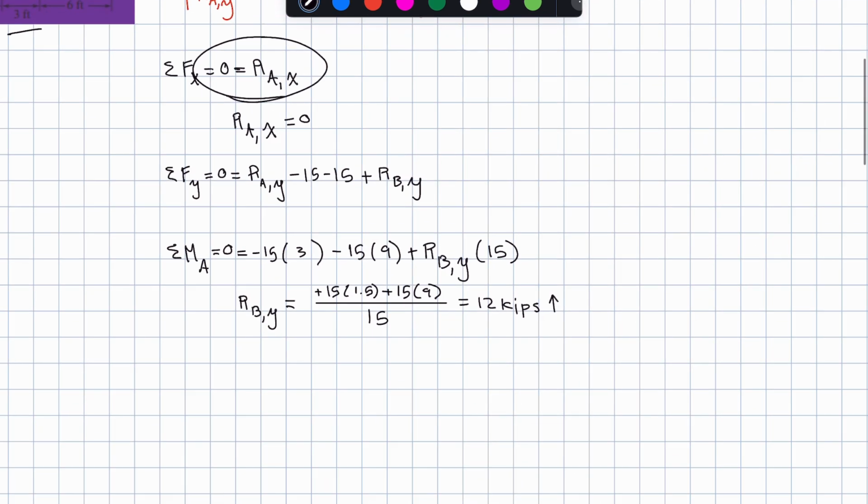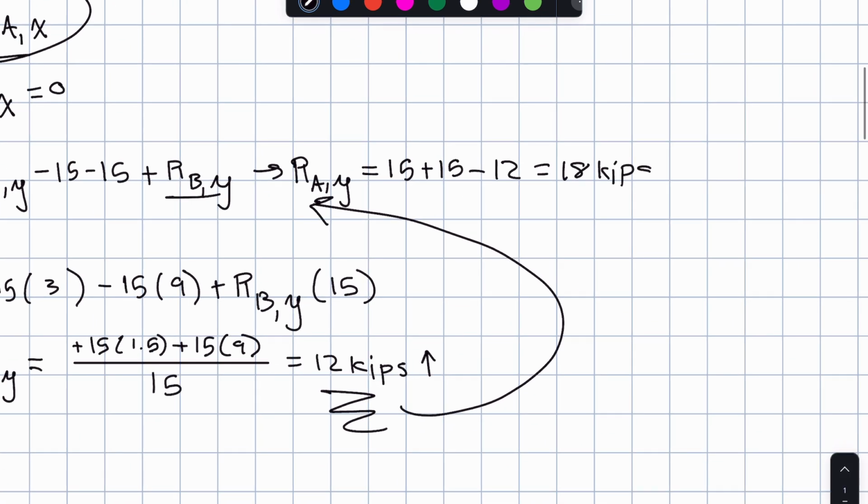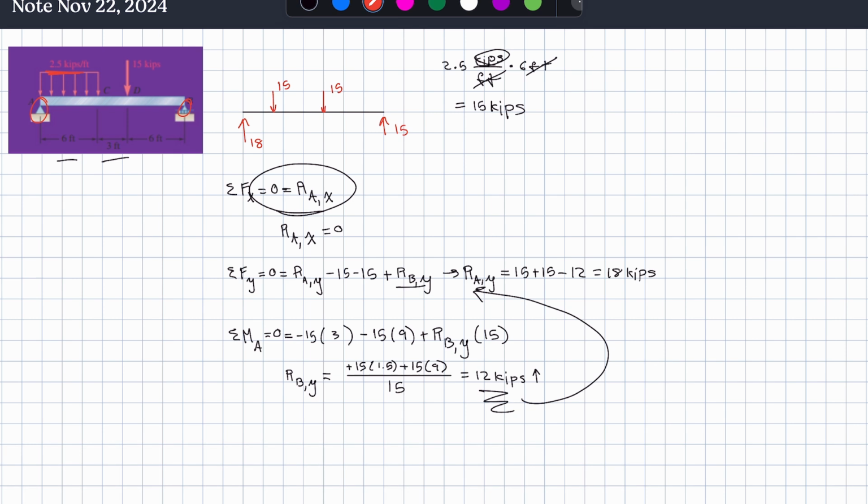And so now we can take this value and plug it back in up here because this is no longer an unknown. And so we're going to do that algebra again. I'm just going to skip some steps. We're going to say RA in the y is equal to 15 plus 15 minus 12, which comes out to 18 kips. And so if we substitute all these back in here, we can just erase that one because it's 0. This one is going to be 18. And then this one right here is going to be 15, just like we solved for.